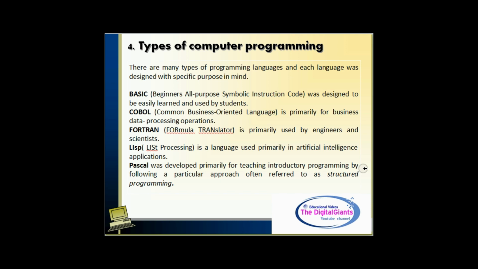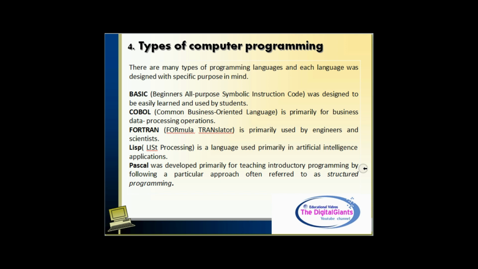COBOL, Common Business Oriented Language, is primarily for business data processing operations. Fortran, formula translator, is primarily used by engineers and scientists. Lisp, list processing, is a language used primarily in artificial intelligence applications. Pascal was developed primarily for teaching introductory programming by following a particular approach often referred to as structured programming.